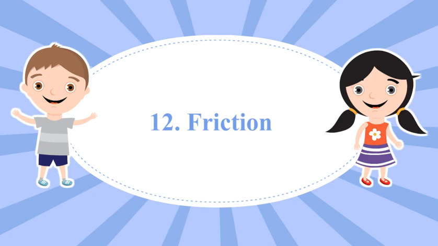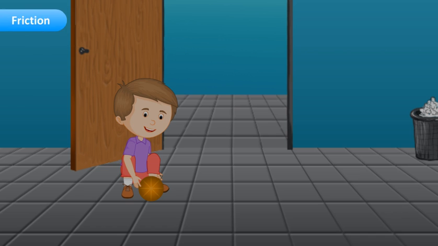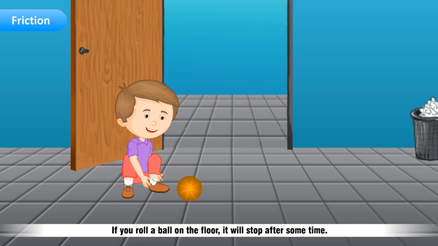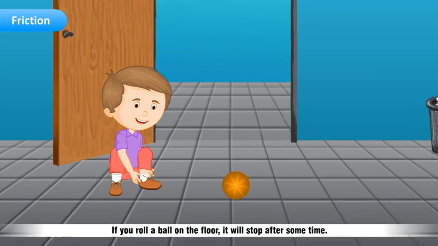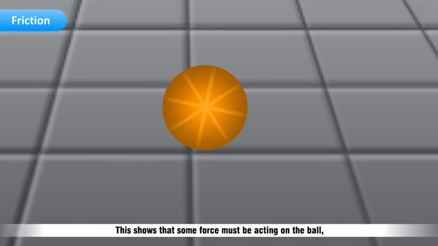Chapter 12. Friction. If you roll a ball on the floor, it will stop after some time. This shows that some force must be acting on the ball, which makes the ball slow down. This force is called friction.